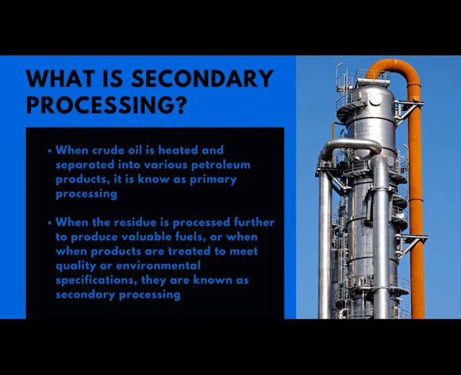The residue oil or reduced crude oil has very little value. It can only be consumed as an internal fuel oil in a refinery. Otherwise, if you take it to market, it has very little value. So, in order to maximize the profitability of the refinery, this residue is taken to other units where it is cracked and converted into valuable products. And there are some other units where we try to modify certain chemical properties of the petroleum streams. So, these are all part of secondary processing.